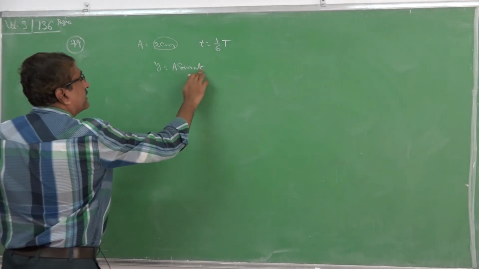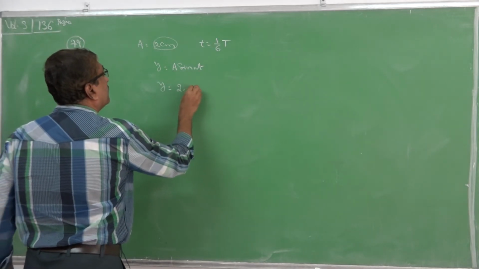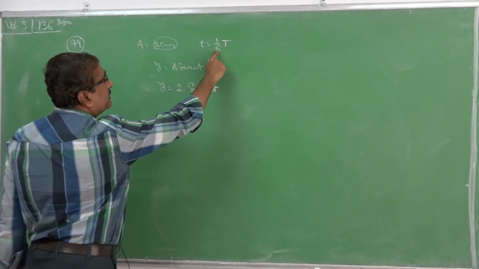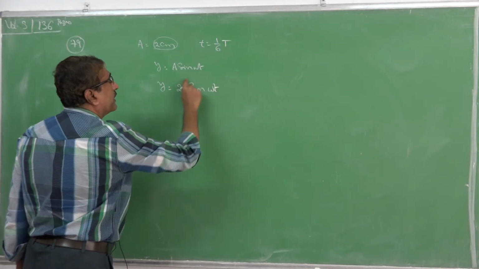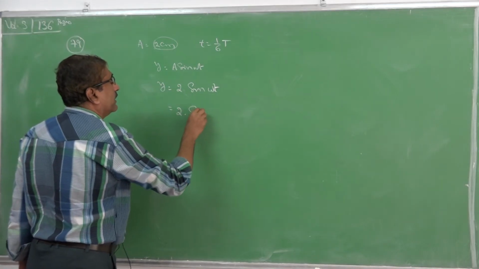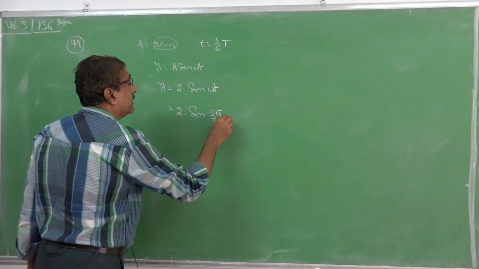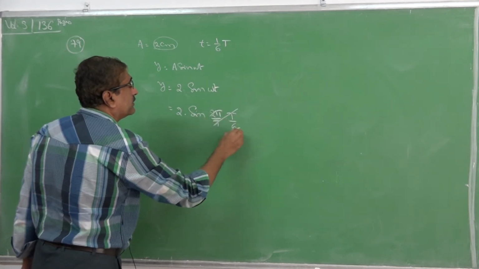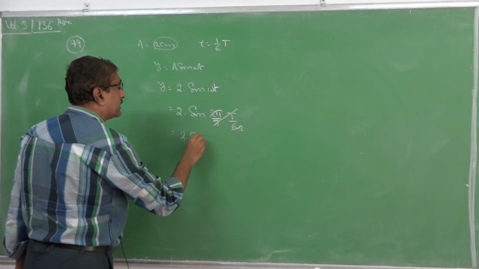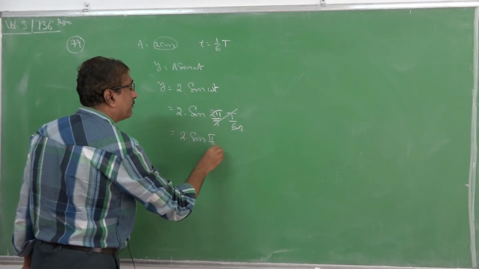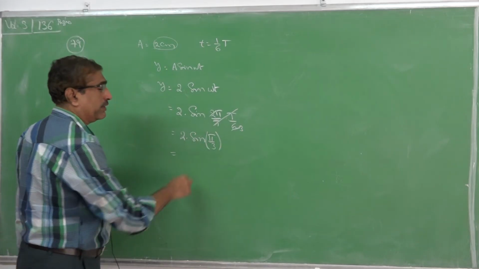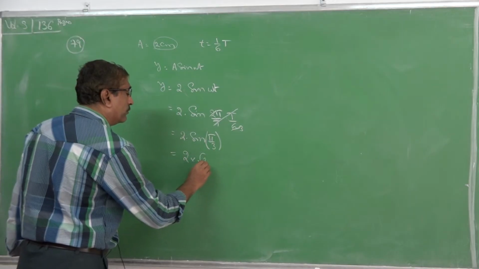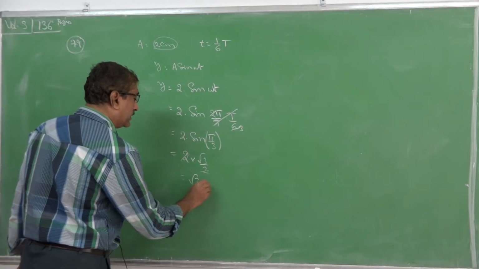It is a sin omega t, that is y is equal to 2 sin omega t. Now we have to calculate when small t is equal to 1/6 of capital T. So we can write this equation as 2 sin 2 pi by capital T into t, that is T by 6. So this T will get cancelled, this 3, that is 2 sin pi by 3. So sin pi by 3 means sin 60, that is root 3 by 2. So 2 into root 3 by 2, that is root 3 centimeter.